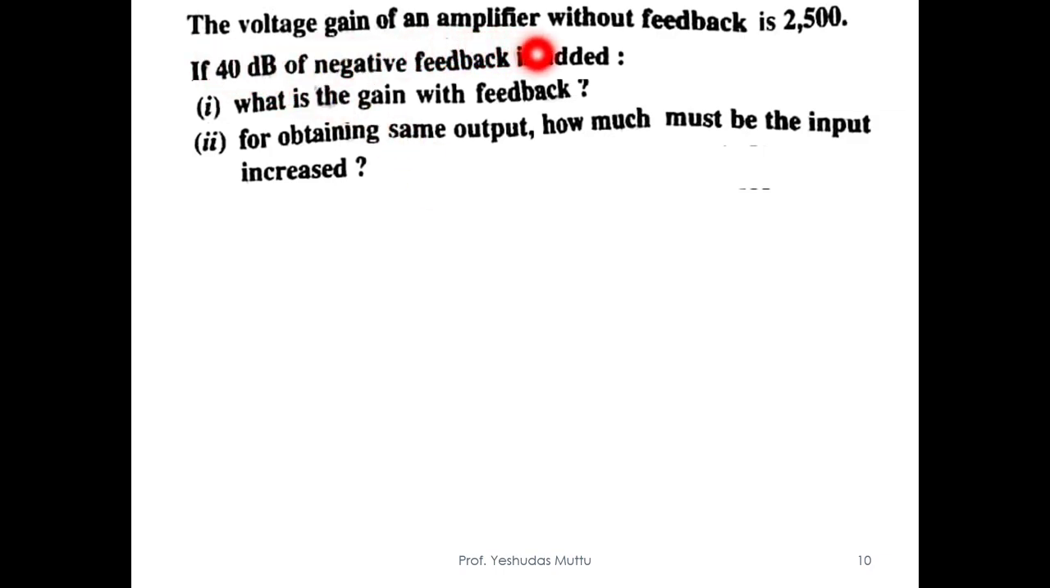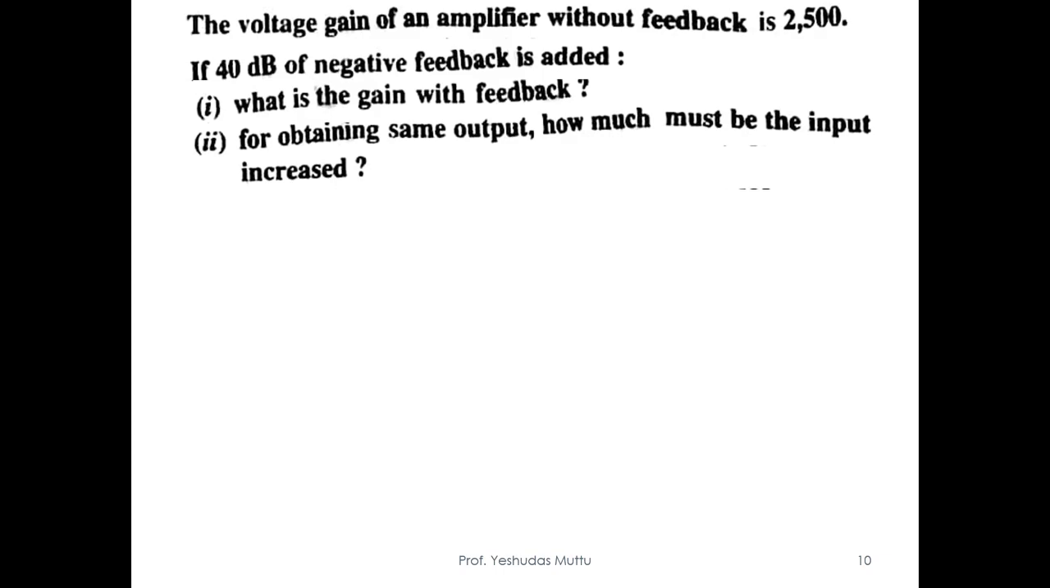The voltage gain of an amplifier without feedback is 2500. It's without feedback, so A is given to you as 2500. If 40 dB of negative feedback is added, what is the gain with feedback? And for obtaining the same output, how much must the input be increased? Okay, we are going to solve this part by part. First part is to find gain with feedback.